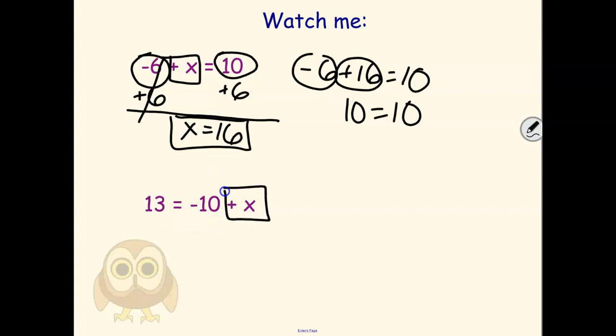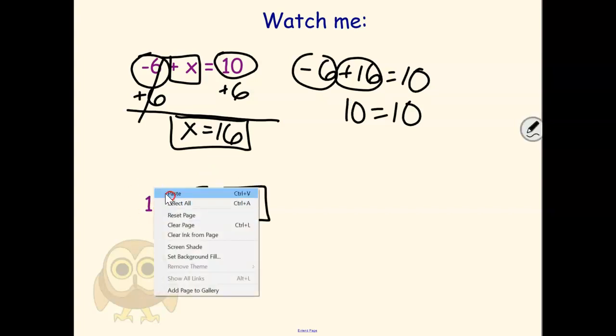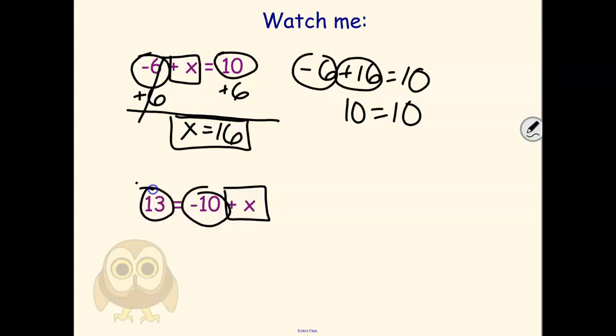Let's try this one over here. I'm going to box and circle. I'm going to try to get x by itself. So what's with x? A -10. How do I get rid of a -10? +10. That's my inverse operation. And whatever I do on one side of the equation, I'm going to do on the other. So I'm going to draw this line right here to kind of show that I'm going to total this business up.